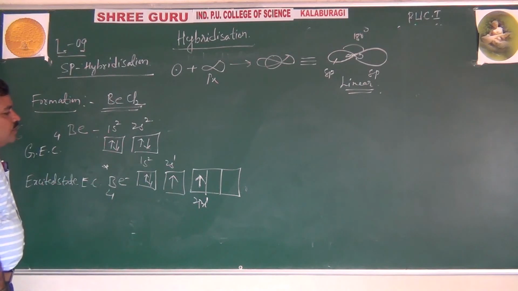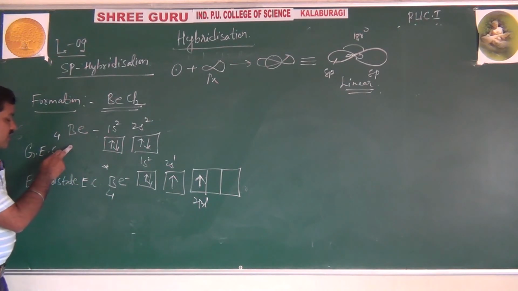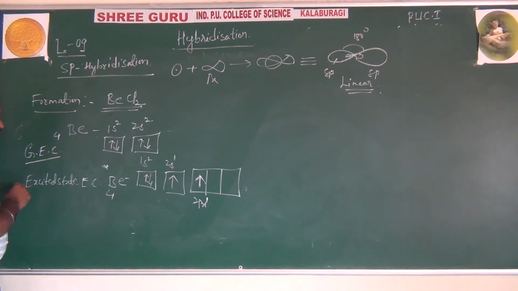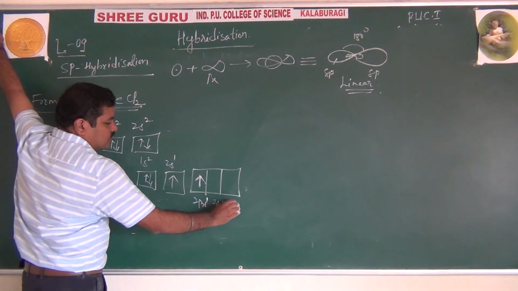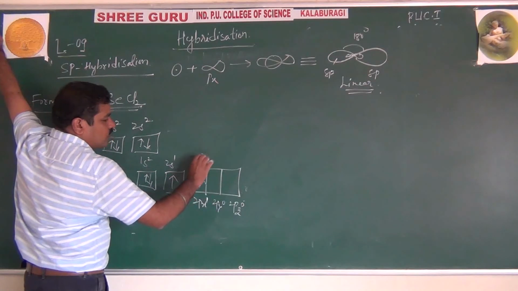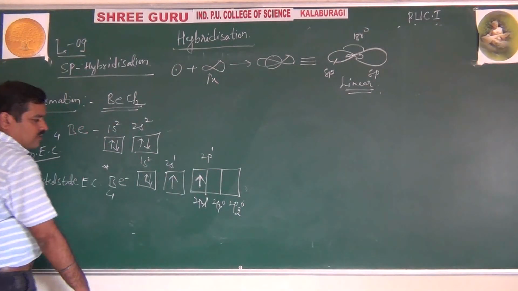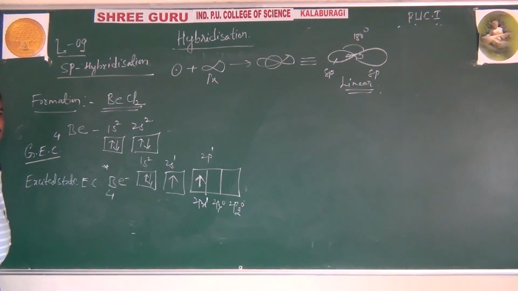First, underline this as compulsory: the first step is the ground state electronic configuration, GEC. The electrons are paired, but hybridization requires half-filled orbitals. So when two chlorine atoms try to combine with beryllium, a 2s electron of beryllium gets excited to the 2p level: 2px1, 2py0, 2pz0, making it bivalent, which is the necessary condition for hybridization.